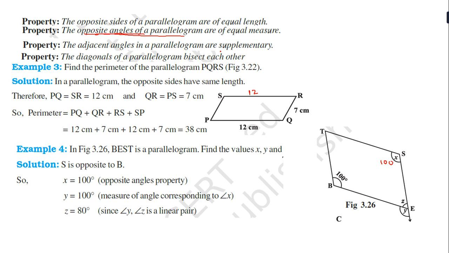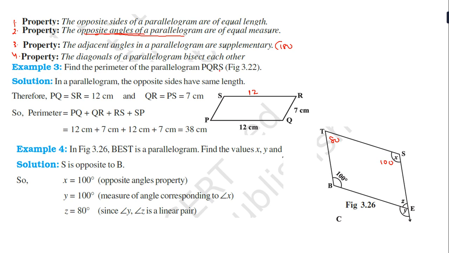Adjacent angles of a parallelogram are supplementary, meaning 180. So if here it is 100, we can write 80 here because it is supplementary. And diagonals of a parallelogram bisect each other, that we have not used in this. So all these four properties we have to use to solve the sums. Let me see one example.